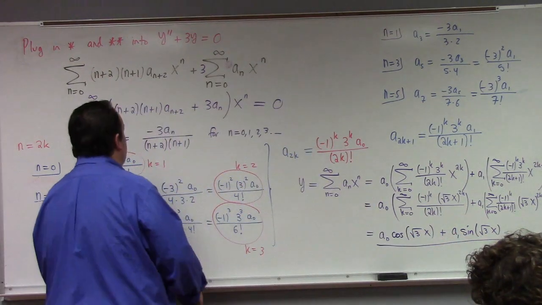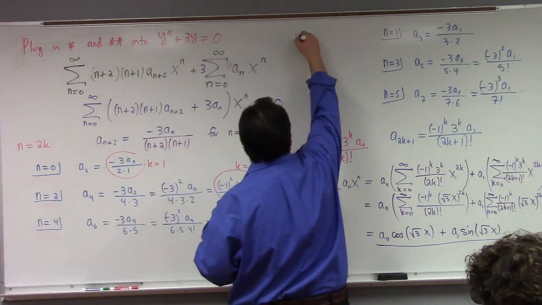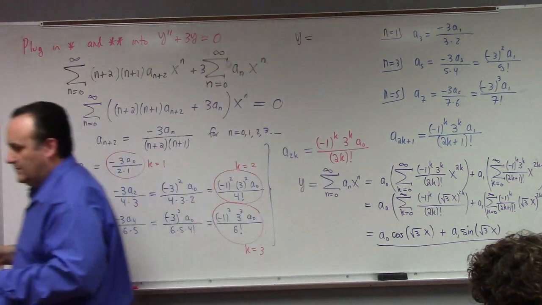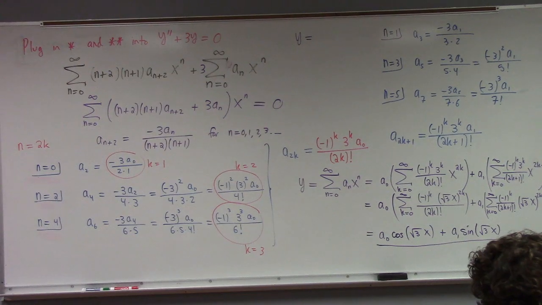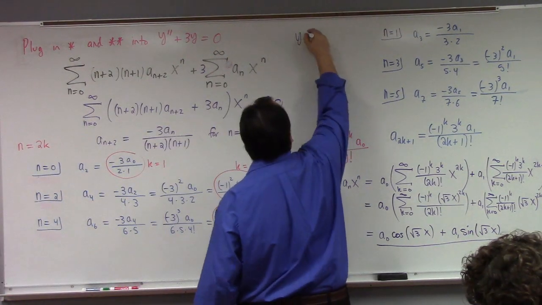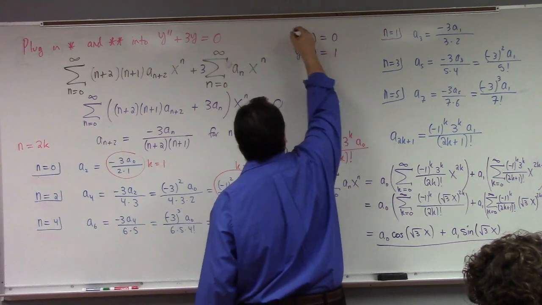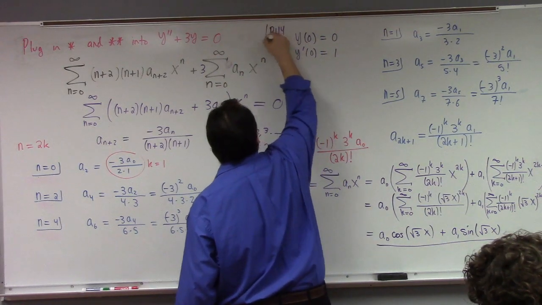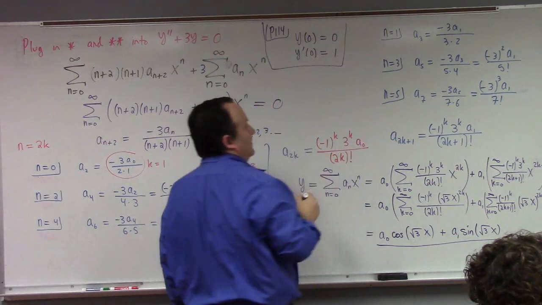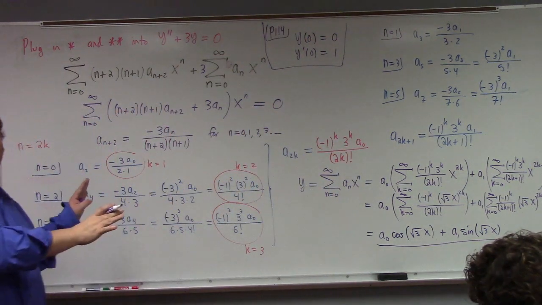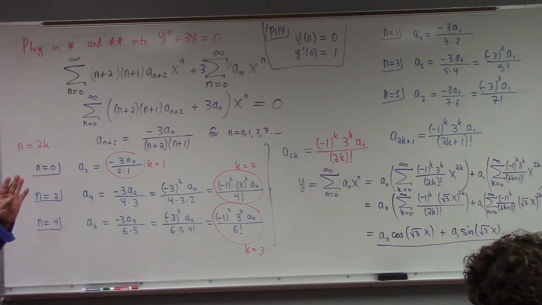The other path, in some sense even easier, is to apply the initial conditions at the start. In problem 114, y of 0 is 0 and y prime of 0 is equal to 1. So this is problem 114. What if I gave you those initial conditions? How could our life have been different here? What do the initial conditions tell you?